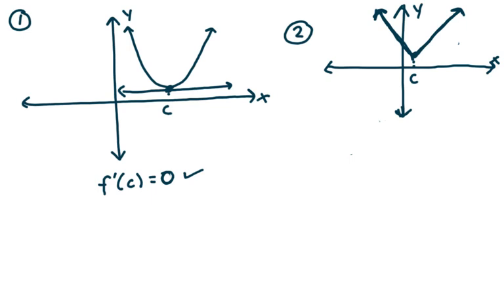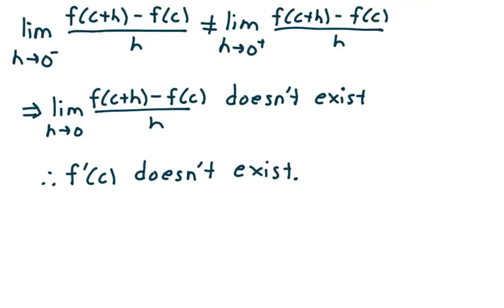Now, let's take a look at the second drawing. The limit as h goes to 0 from the left of f of c plus h minus f of c divided by h does not equal the limit as h goes to 0 from the right of f of c plus h minus f of c divided by h. And so what that tells us is that the limit as h goes to 0 of f of c plus h minus f of c divided by h does not exist. And so that tells us that f prime of c does not exist. And with that, let's take a look at some examples.